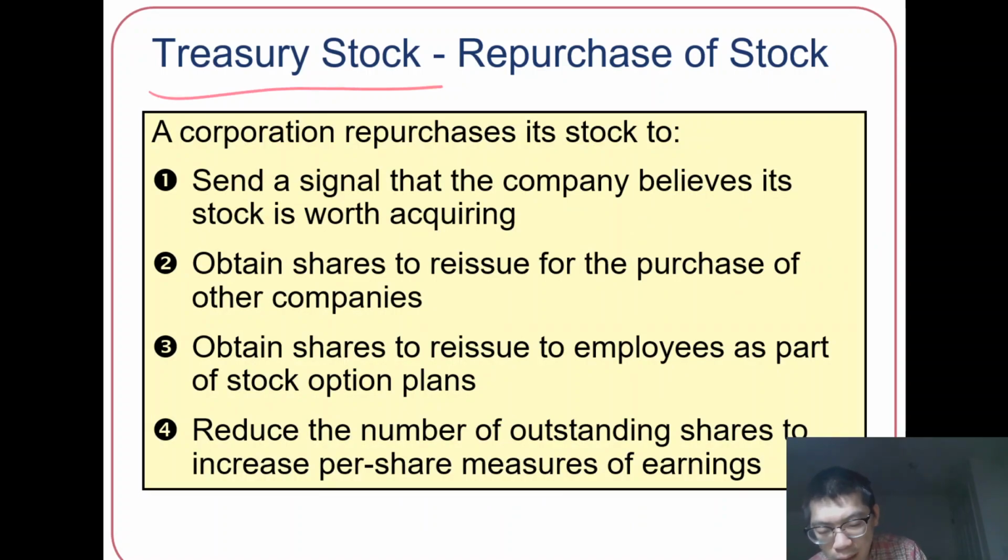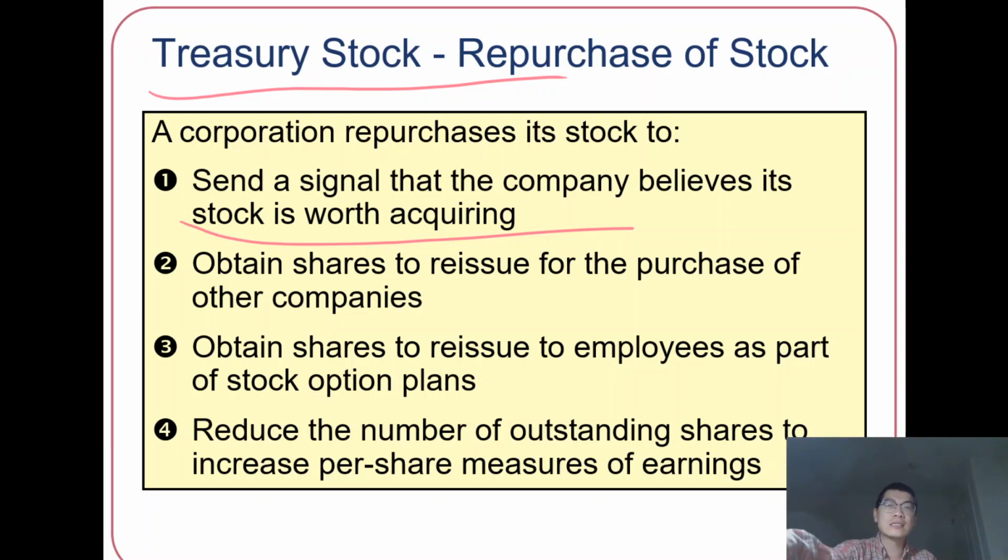Y company will buy those shares back. Okay, so first they send a signal that the company believes the stock is worth acquiring. That means the company itself is willing to buy its own stock. It means they have strong confidence that their company performance will be better, or way better, than it is now. Okay, and then obtain shares to reissue for the purchase of other companies.